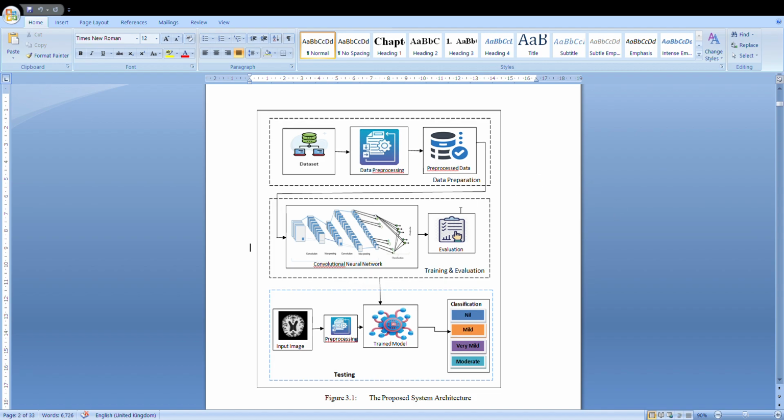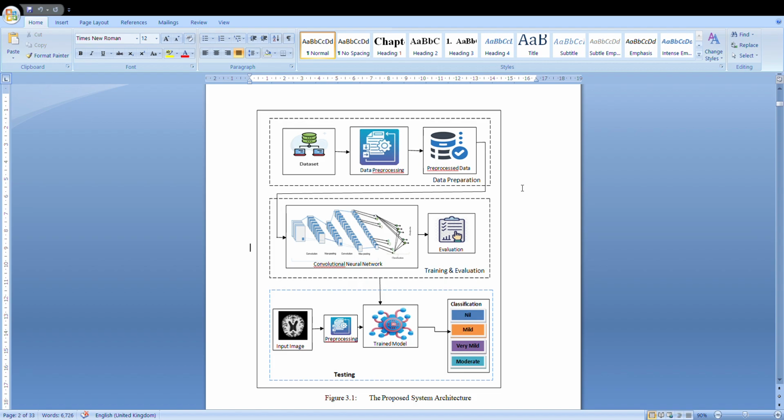All right, so talking about the proposed system architecture, as you can see on the screen, it is divided into three major stages: data preparation, training and evaluation, and of course the last one is testing. So I will start with data preparation. Data preparation has to do with collection of data, pre-processing this data, and getting a numerical representation of this data. The kind of data that we are collecting here is brain image data.